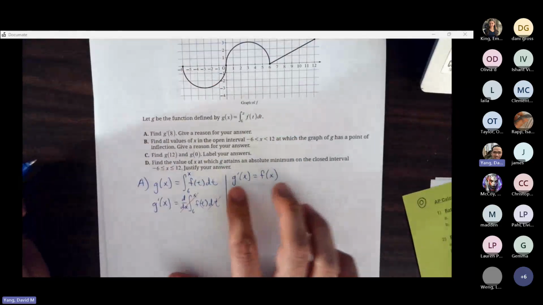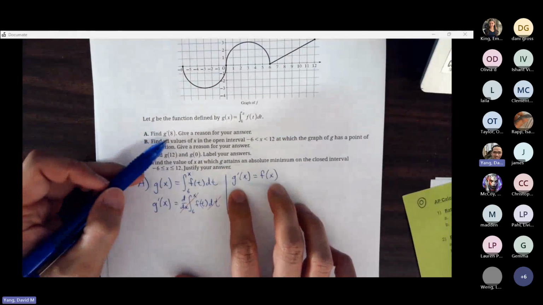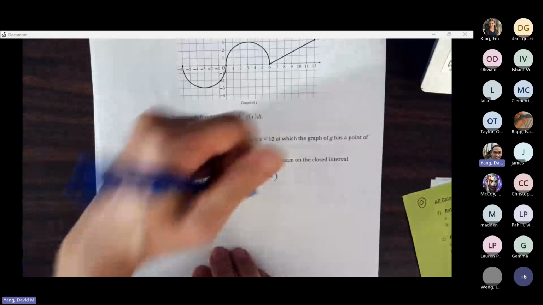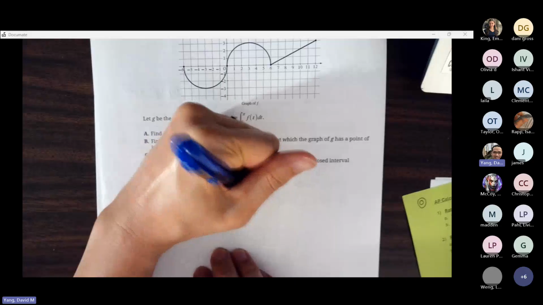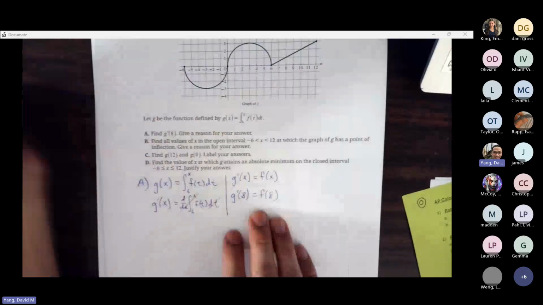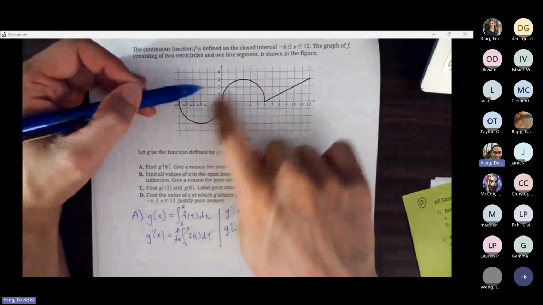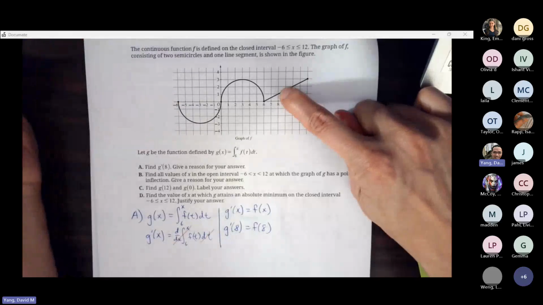So if I know g prime is f of x, now I have a way of linking between my g and f functions. That means g prime of 8 is simply f of 8, and f of 8 is simply the y value of my f graph. So f of 8 is just 1.